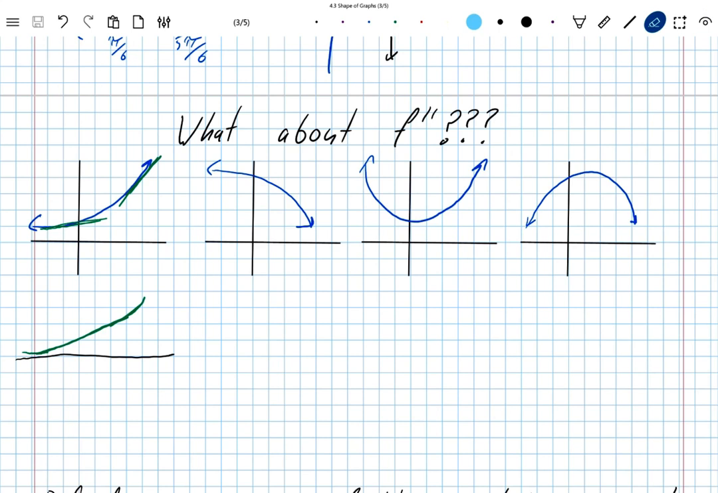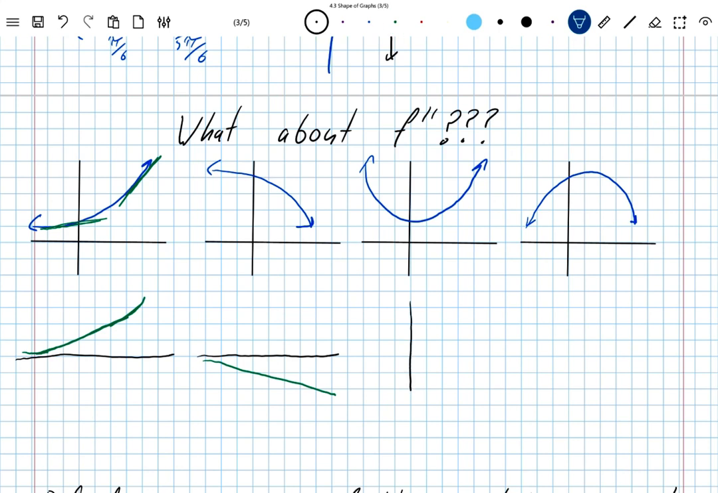All right, so what about this second one? It looks like it is decreasing, so it should be negative the whole way through, but it's getting more and more negative, so it's getting steeper and steeper down.